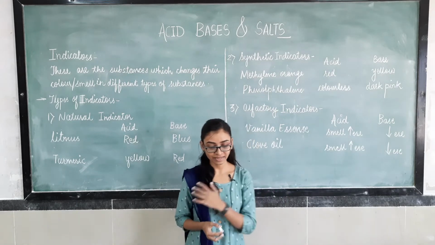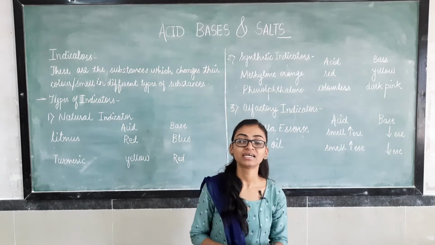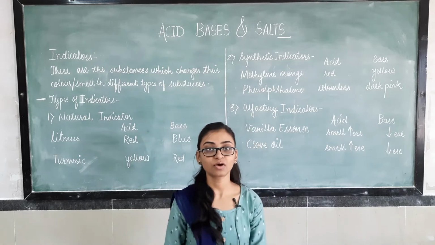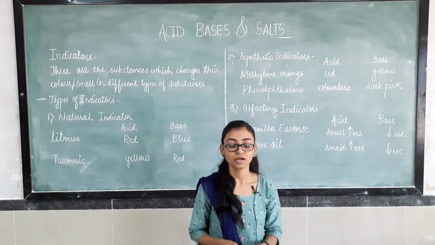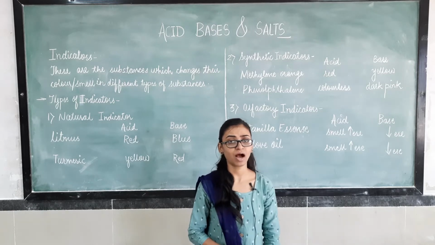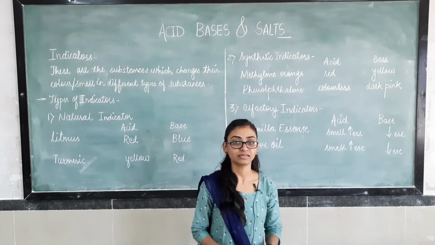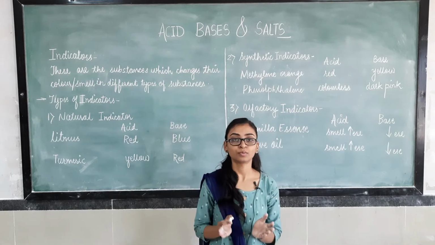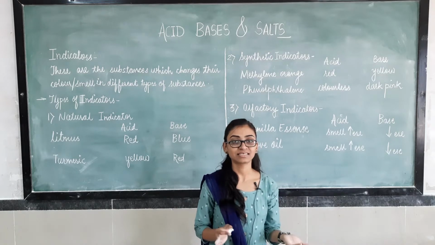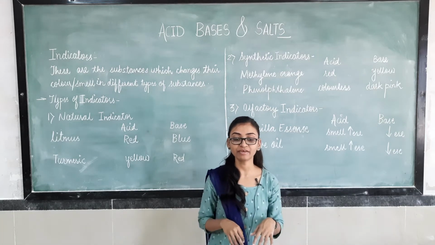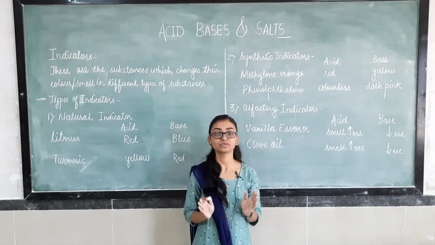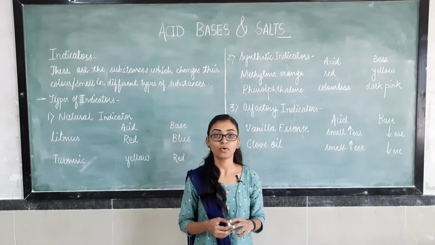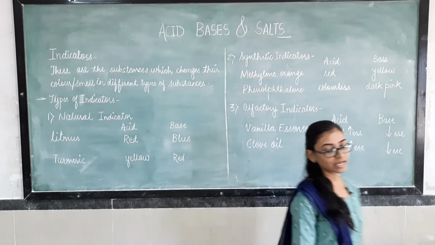But in chemistry it is harmful to taste some substances, right? Because they are chemical compounds and they will cause harm to us if we directly taste them. So if we have to identify them, how will we identify them? We have some substances through which we can differentiate between acids and bases, and these substances are known as indicators. Okay, so we are going to learn about indicators now.